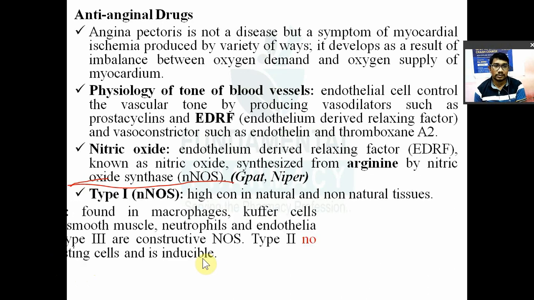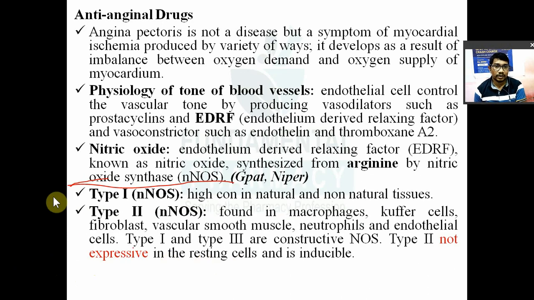Type 1 NOS, type 1 nitric oxide synthase: a high amount of this enzyme is present in neuronal and non-neuronal tissue. It is found in neurons and in non-neuronal tissue. Where is type 2 nitric oxide synthase found? It is found in macrophages, Kupffer cells of the liver, fibroblasts, vascular smooth muscle, in blood vessels, neutrophils, and endothelial cells.